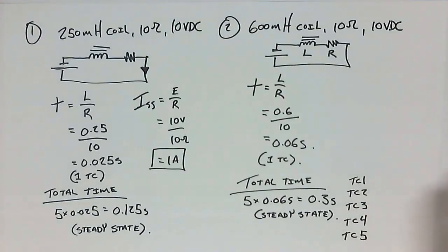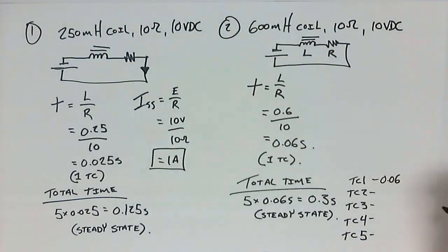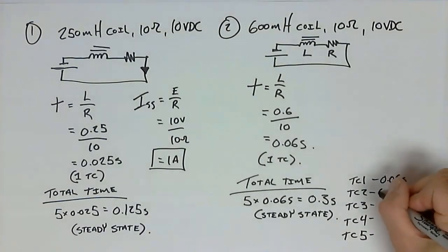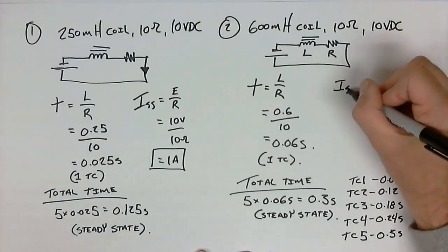Yeah, for sure. Well, time constant 1 is simply going to be the first time constant, 0.06 seconds. What about the second time constant? Well, take this and multiply it by 2, 0.12 seconds. What about time constant 3? Well, take one time constant, multiply it by 3, 0.18 seconds, 0.24 seconds, and finally 0.3 seconds.